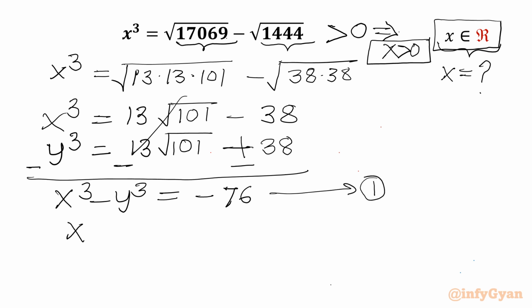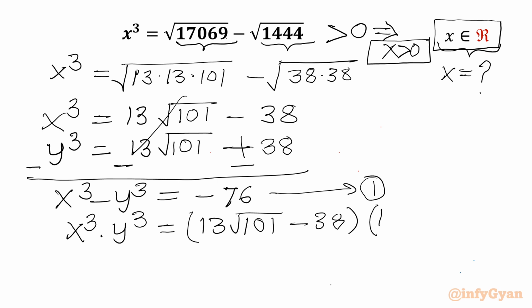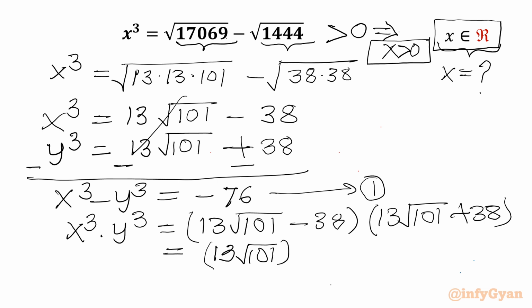Let's check the product also. So x cube times y cube. I can write 13 square root 101 minus 38 times 13 square root 101 plus 38. Now this is a minus b times a plus b written. So we can apply the difference of two squares identity. So 13 square root 101 whole square, and then b is 38, so I can write minus 38 whole square.